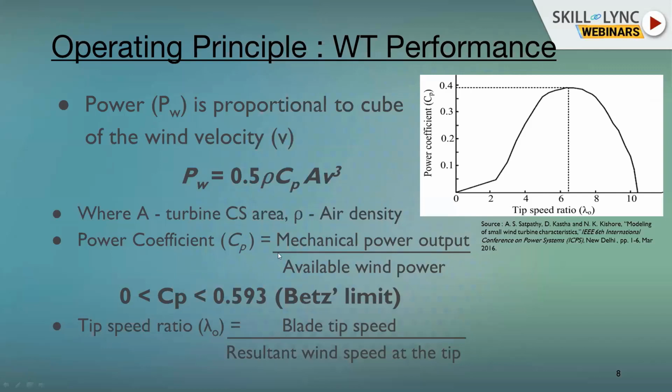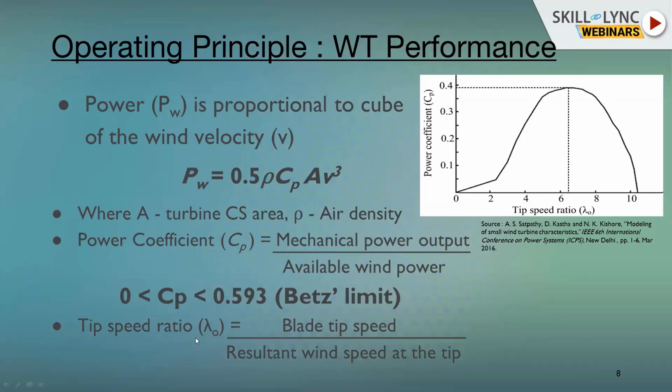A great deal of research has been carried out in the past, and it has been observed that the value of Cp is between 0 and 0.593, which is the maximum Betz limit. The highest efficiency turbines will have a Cp close to 0.4 to 0.42. Till date the Cp value is 0.42, maximum 0.45. We cannot go beyond this because we have a lot of mechanical design constraints, so Cp remains within 0.45. We can assume that.